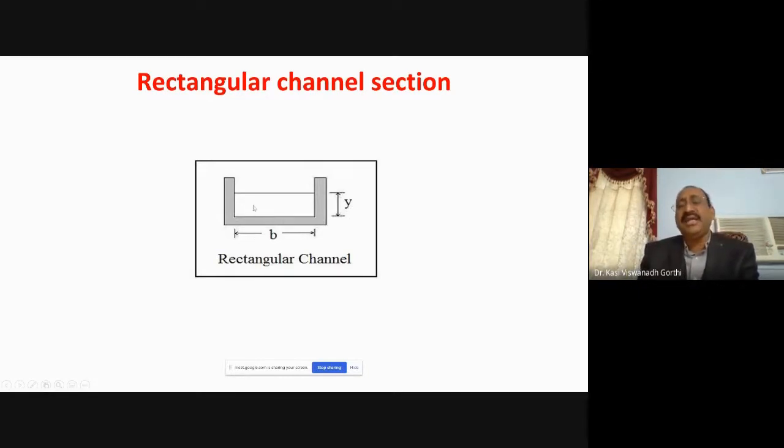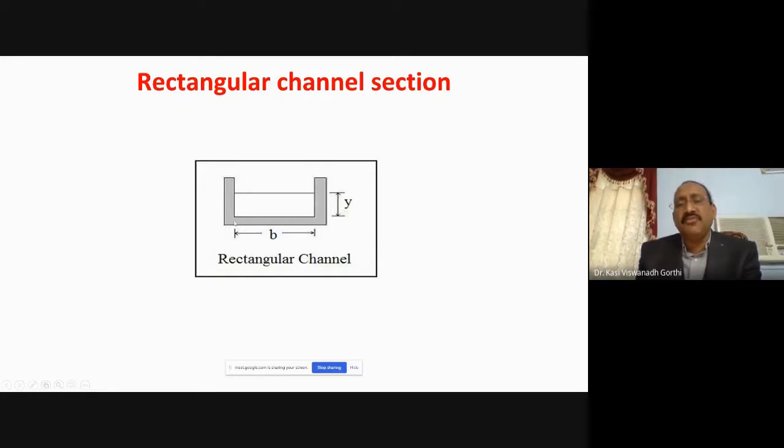Then what is the wetted area? For this channel section, wetted area is the cross-sectional area of the flow section. This is the definition: cross-sectional area of the flow section. So B into Y is the wetted area. What is wetted perimeter? It is the length of the channel boundary which is in contact with the flow.